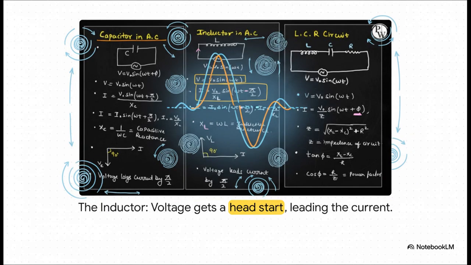And that brings us to our final player, the inductor. An inductor is all about inertia. It hates sudden changes in current, and it fights against them. This fight, this resistance, actually gives the voltage a head start, causing it to peak before the current does. So for an inductor, the voltage leads the current, the total opposite of the capacitor.